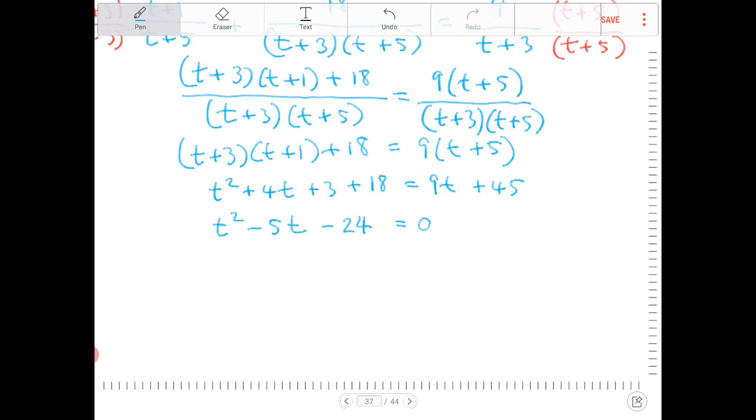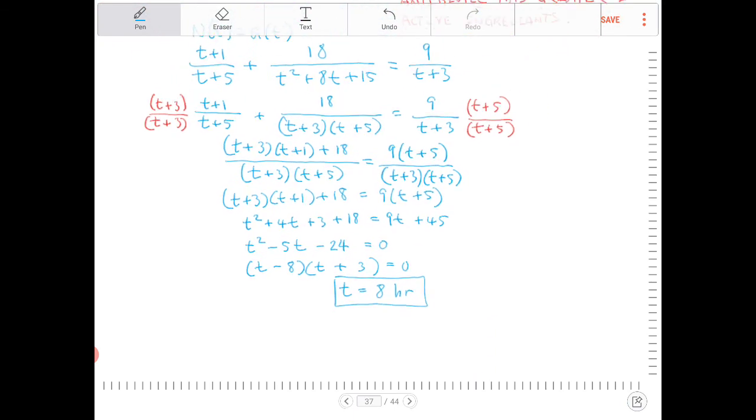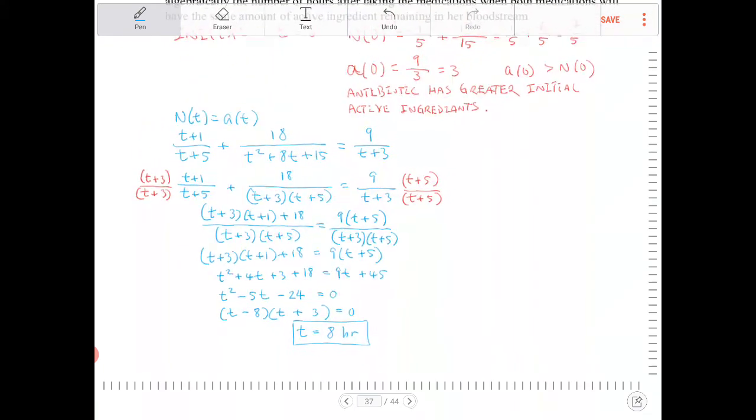And this thing turns out to be factorable. So two numbers that multiply to negative 24 but add to negative 5, what would that be? That would be t minus 8 and t plus 3. Since we're dealing with time, and this is after 0, the only answer that makes sense is t is equal to 8. So after 8 hours, the antibiotic and the nasal spray will have the same amount of active ingredients.